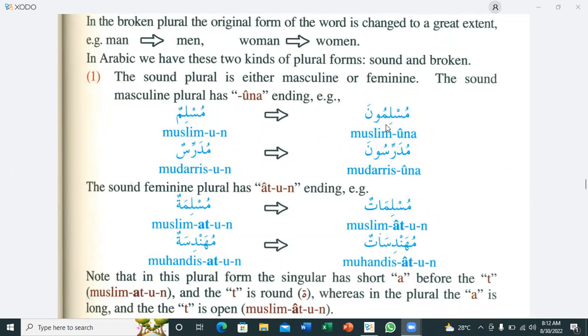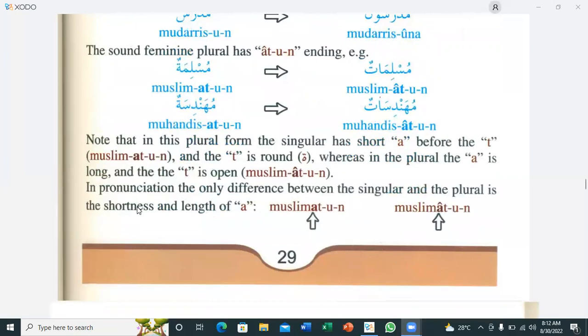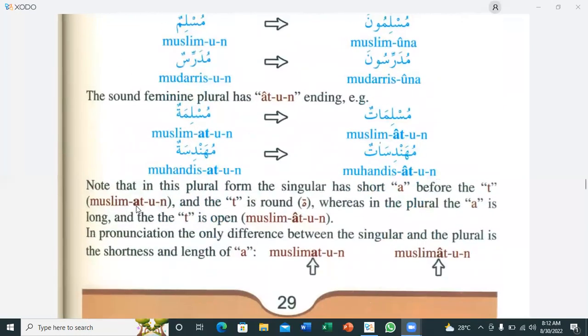So muslimun, as it is in this form, and in singular form mudarrisun, and in the plural form mudarrisuna. The sound feminine plural has atun. Atun means alif, and before the alif is fatha, and after the alif is ta, like in the singular form, muslimatun, and in the plural form muslimatun. In the singular form, muhandisatun, and in the plural form muhandisatun.